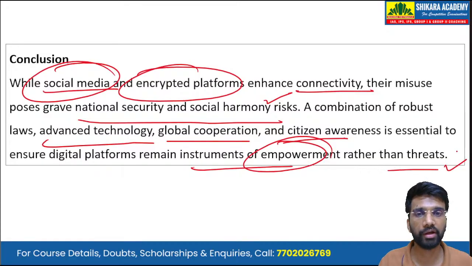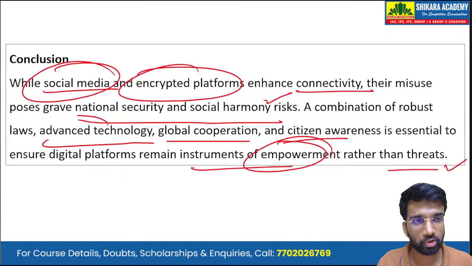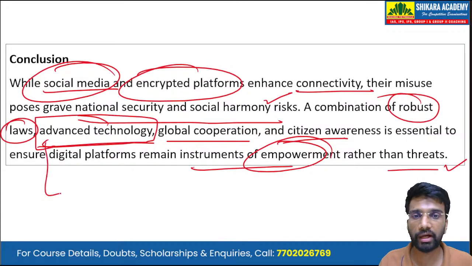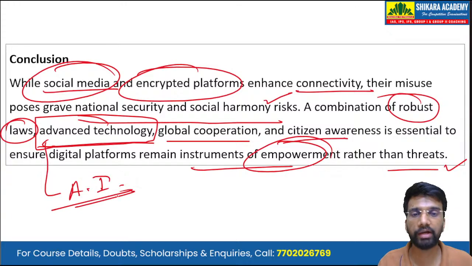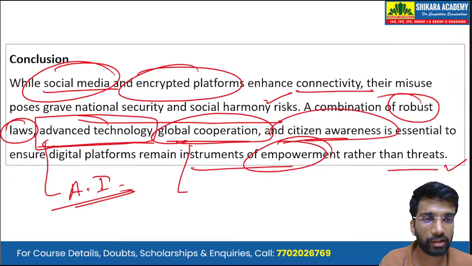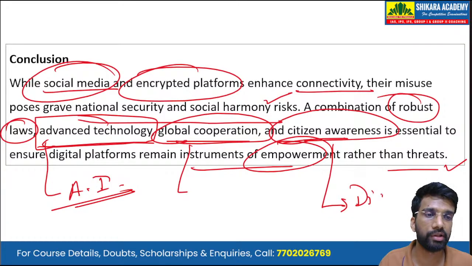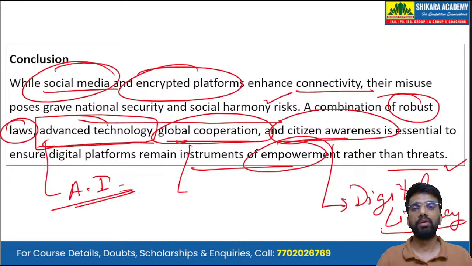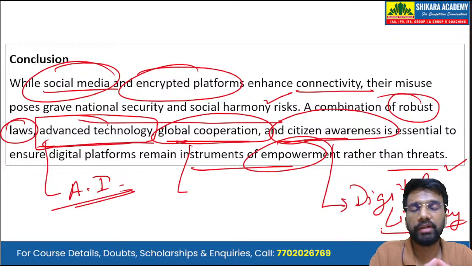So, what we can write is there should be robust laws at the legislative level, advanced technology, that is use of AI to detect certain things, international or global cooperation, and citizen awareness or digital literacy. So these should be the pillars by which we can ensure that social media does not cause much harm to national security in India.